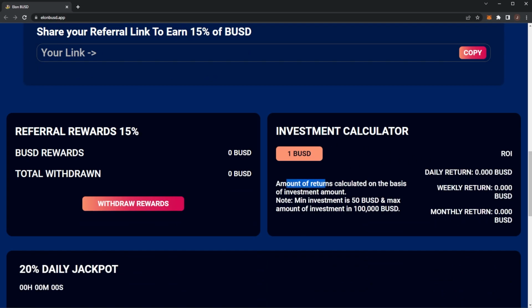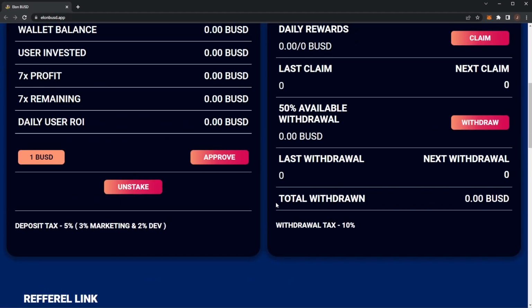So again, amount of returns calculated on the basis of initial amount. Note, the minimum investment is 50 BUSD and the maximum is 100 BUSD. So for example, if we put in 100 BUSD, your daily return would be 25 per day, which gives you a weekly of 175 and a monthly of 750.